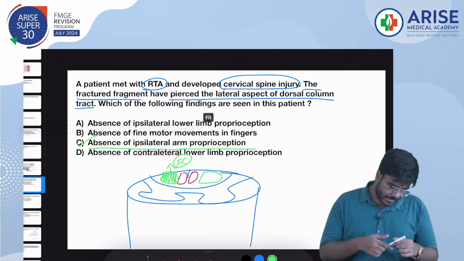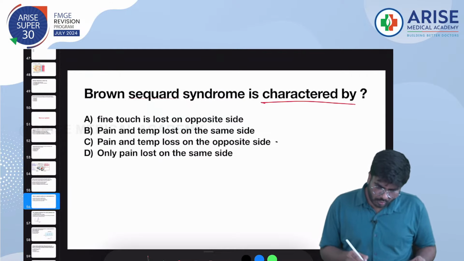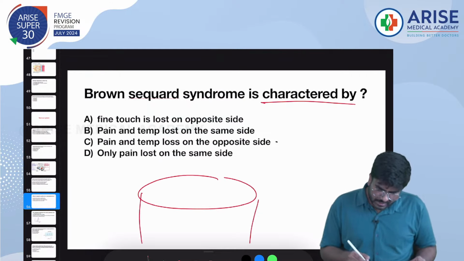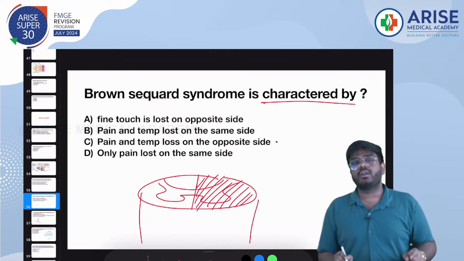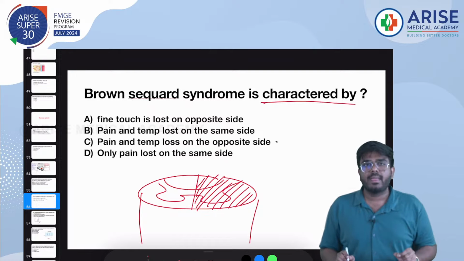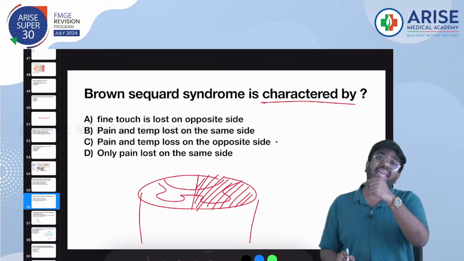Okay, next, Brown-Séquard syndrome. Brown-Séquard syndrome means hemisection of the spinal cord. Half of the spinal cord is damaged. If half of the spinal cord is damaged at a particular segment, the patient is going to lose advanced sensations on the same side of the lesion.